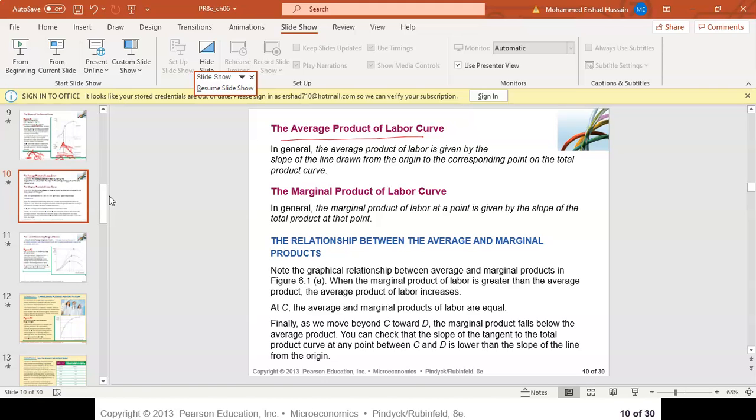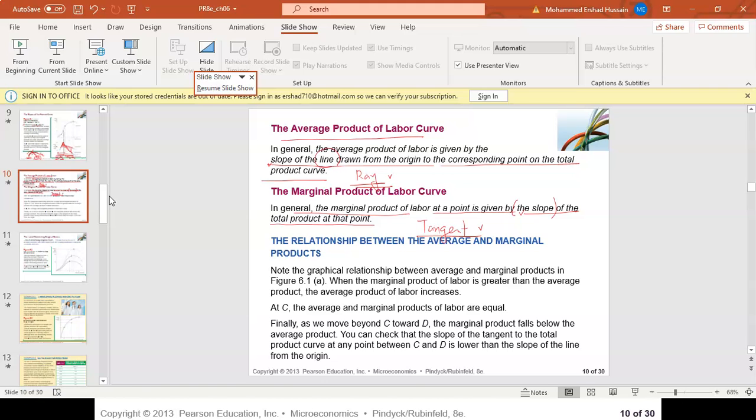In general, the average product of labor is given by the slope of the line drawn from the origin to the corresponding point on the total product curve. So see, this line we call what? Ray. The slope of the ray drawn from the origin to that point, right? And on the other hand, marginal product of labor at a point is given by the slope of the total product at that point. So this slope we measure with a tangent, right? So the slope of the tangent gives us marginal product. This is the tangent, as we have discussed before in that slide, right?